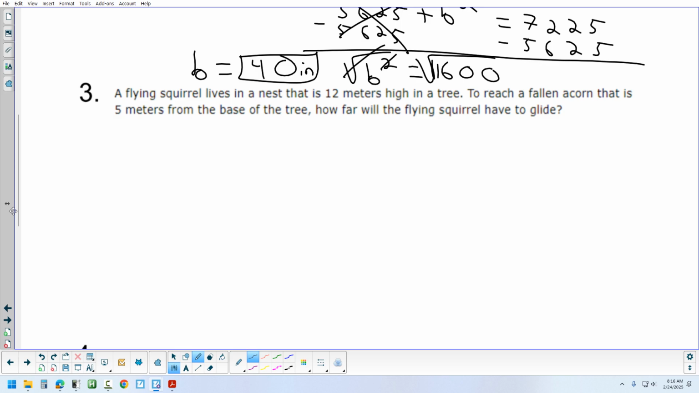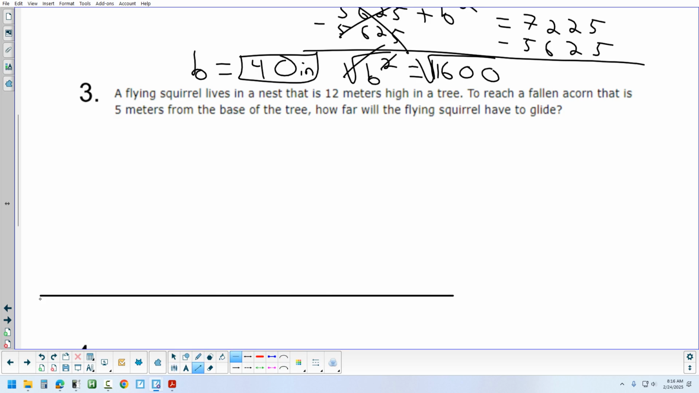All right, so it says a squirrel lives in a nest that's 12 meters high in a tree. To reach an acorn that is 5 meters from the base of the tree, how far will the squirrel have to glide? All right, so let's see if we can draw a diagram and then see if a triangle kind of pops up somewhere. Okay, if you don't get a triangle in your diagram, you probably didn't draw something right. Okay, so we got a tree. That's important. So, a wonderful tree.